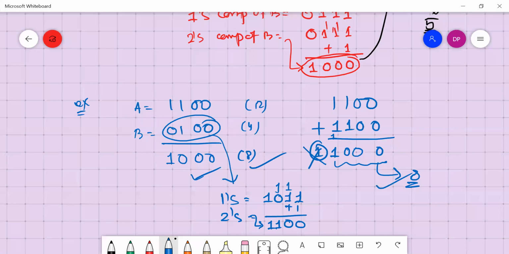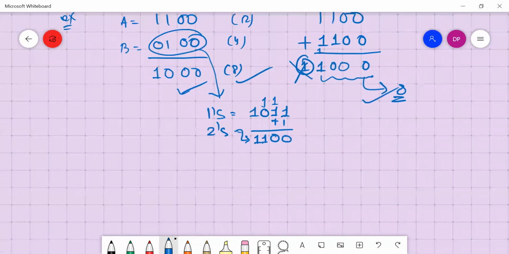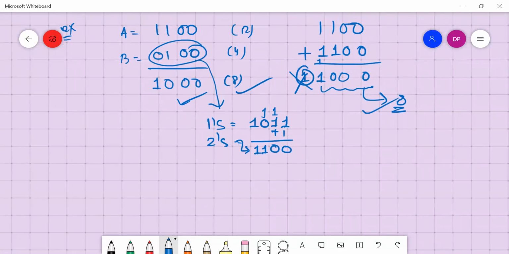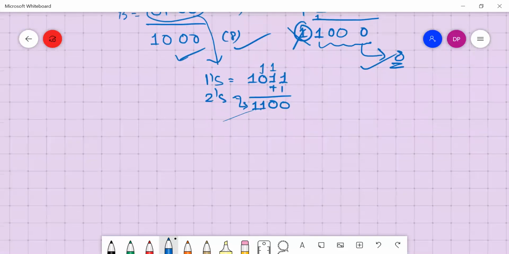So understand here what we are doing. In order to subtract two 4-bit numbers, we are taking the 2s complement of one number and adding it with the other number. So how to take the 2s complement? You have to take the 1s complement, invert all those numbers, and add 1.